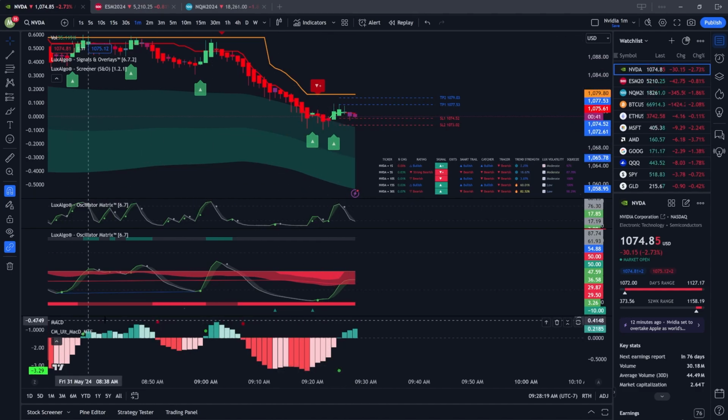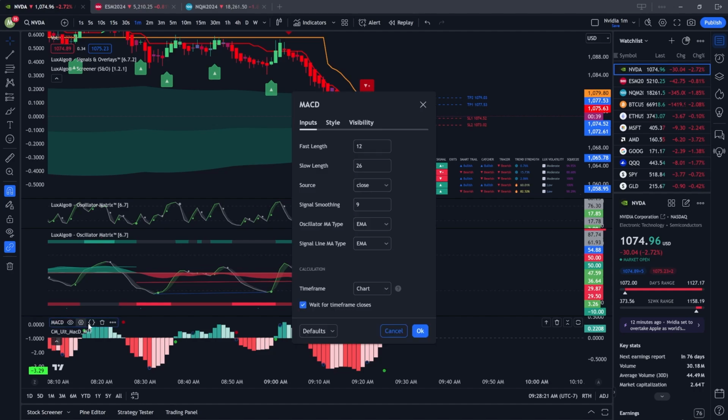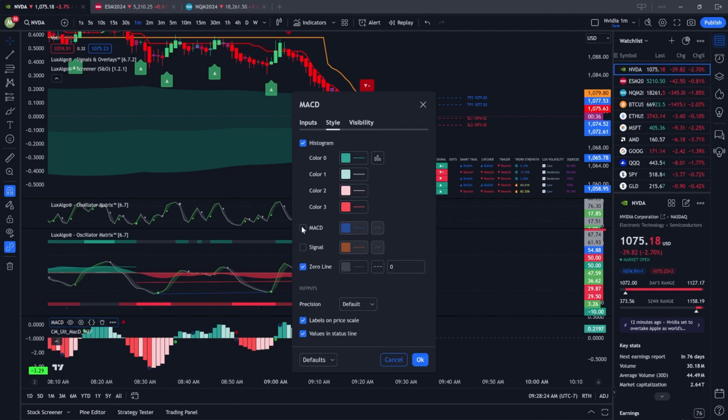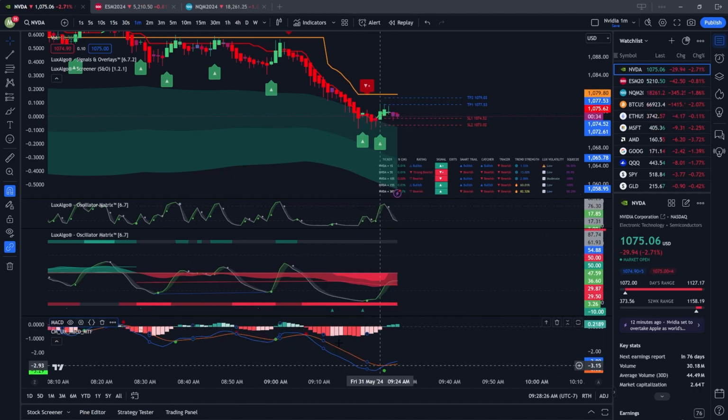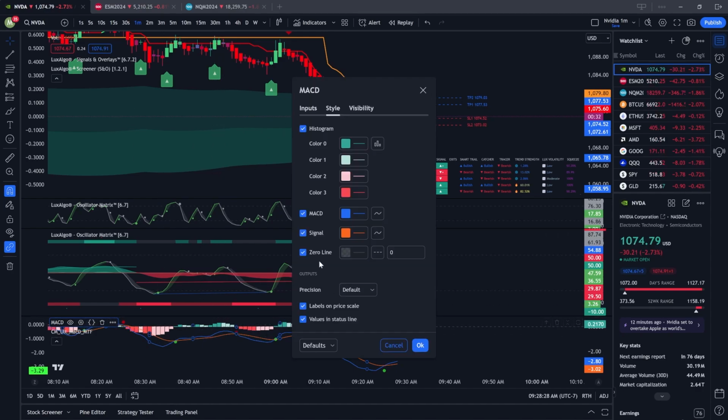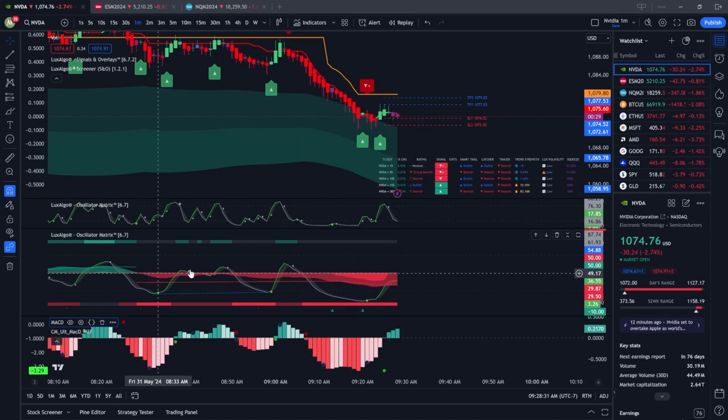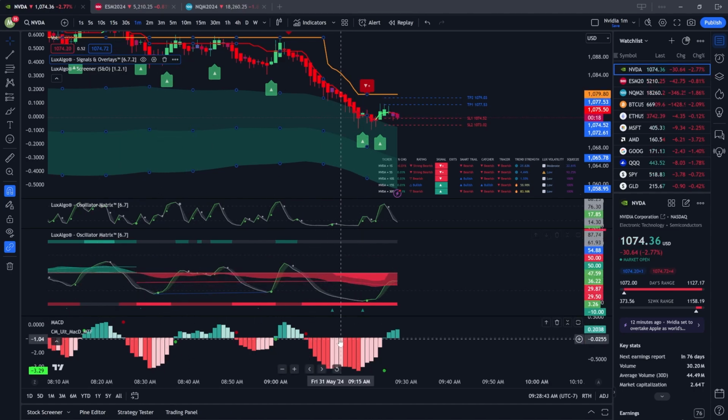And now here at the bottom, this is a MACD, just a generic one. This isn't by LuxAlgo. I took off the signals because we already have the oscillator, which is basically like an RSI and a MACD in one. The money flow is kind of like the histogram, and the line is kind of like an RSI, I guess. But the MACD is slightly different, even though it has a line just like RSI.